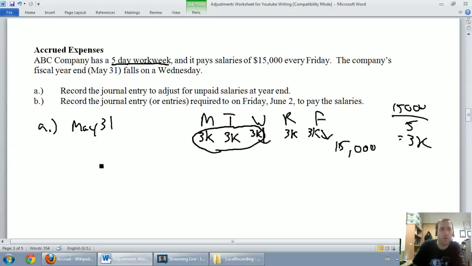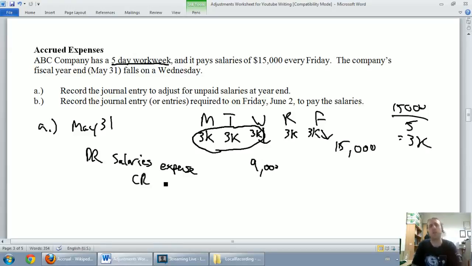We're going to say, okay, well, what's the expense? Well, it's a salaries expense, so we're going to debit salaries expense for $9,000, and we're going to credit. And this is a tricky one. It's always going to be a payable, and we want to do a payable related to expense. So often it's accounts payable. It might be interest payable. In this case, it's salaries payable.